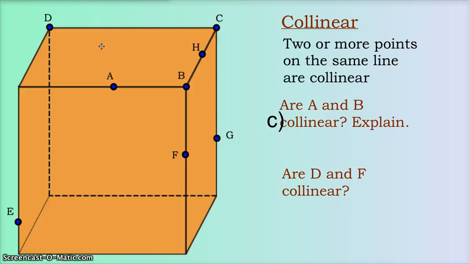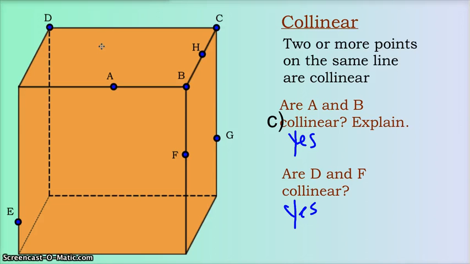Collinear. Collinear is when 2 or more points lie on the same line. So I'm asking here, are A and B collinear? Find A, find B. Yes, A and B are collinear because they are on the same edge. For the next one, I'm asking, are D and F collinear? Most of my students have said, no, D and F are not collinear, but in reality they are.